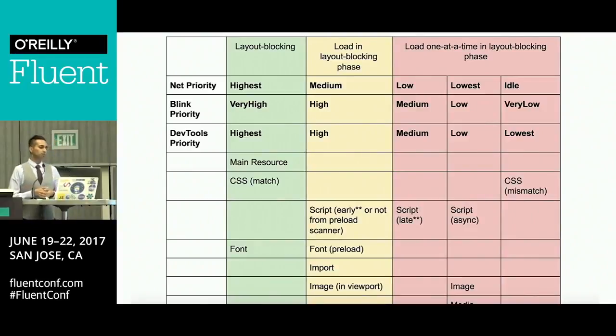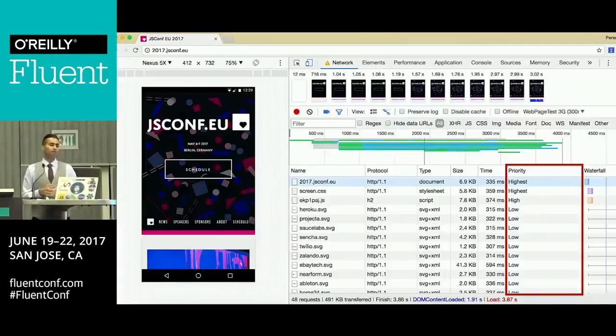Layout blocking resources like CSS or fonts get assigned a higher priority network-wise. Load and layout blocking resources like images that are in the viewport get a medium priority. Async scripts get a lower priority. And if you're wondering, well, why have I never seen this before? Well, first of all, Pat Meenan has done a great job of documenting this. But second, we expose this in the network panel of Chrome DevTools under priority. So if you take a look at the priority column, you can actually get this information yourself for your own sites.